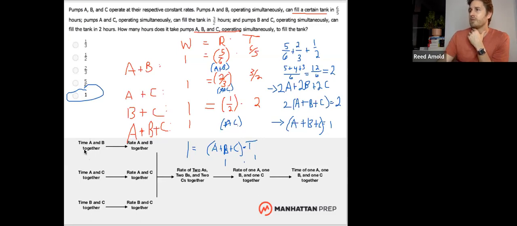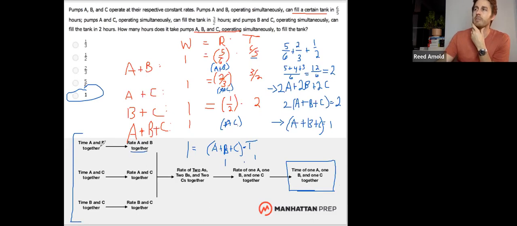And I lay out what is given, and I make my inferences from that. And I go from what is given to what is asked, the time of one of these working together. Okay, and so I have time A and B alone, and then I got the rate of A and B together. I'm sorry, the time of A and B together, that gave me the rate of A and B together. That's just using the work rate time equation.